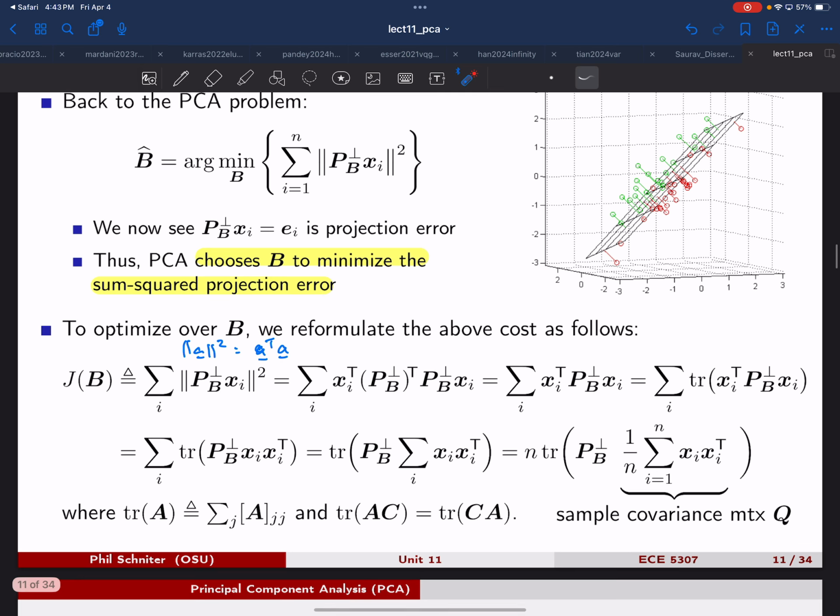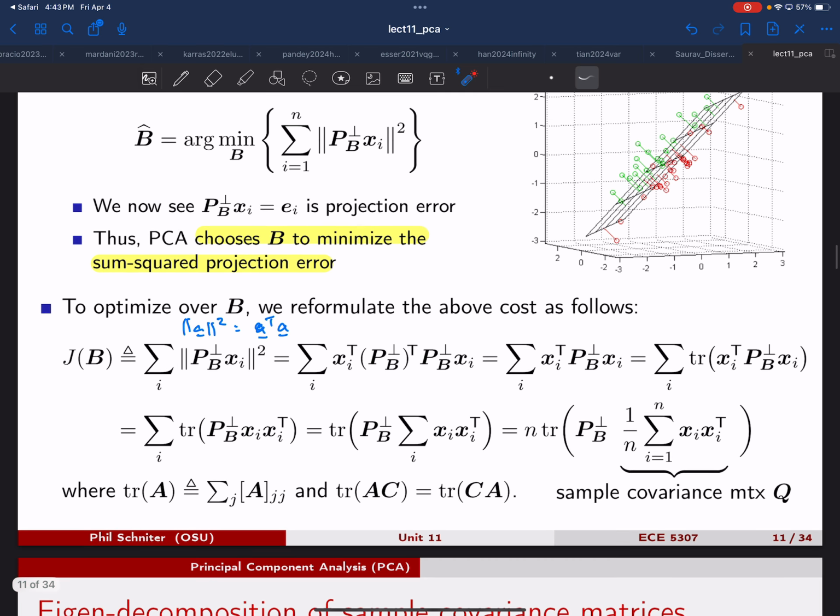Everybody with me so far? Now let's recall the definition of the trace. This is our goal: to somehow express this in terms of the sample covariance matrix. The problem is, we see the ingredients of the sample covariance matrix, which is this pair of xi's, but there are a few issues. Namely, one of them is that there's this PB perp in the middle. We want to somehow get this out of the middle. So this is where we can use the trace to our advantage.